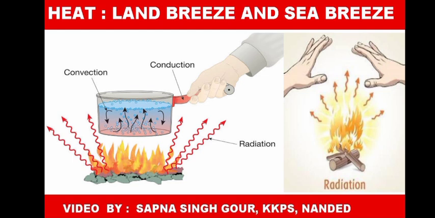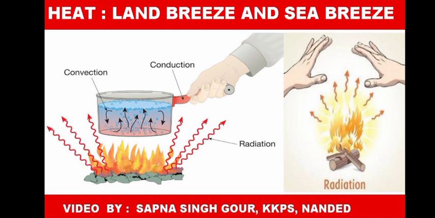Second example: if you sit in front of a room heater, what do you get? You get heat directly by the process of radiation. Next situation: a hot utensil kept away from the flame cools down by transferring its heat to the surrounding by radiation.